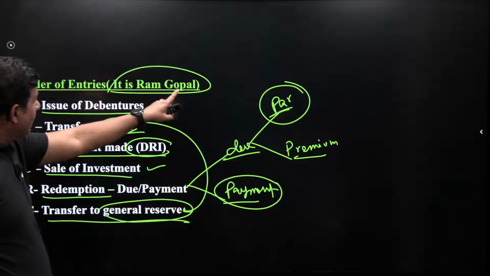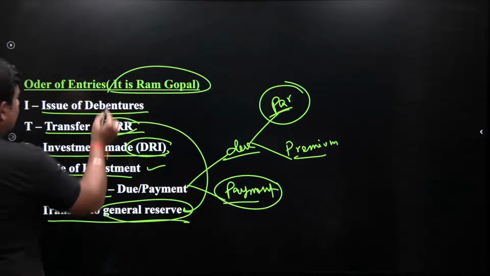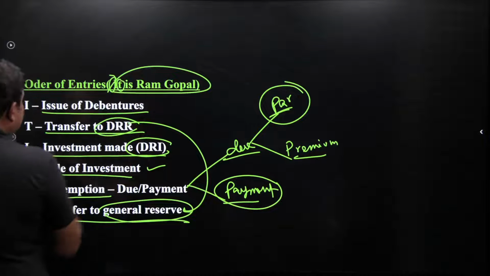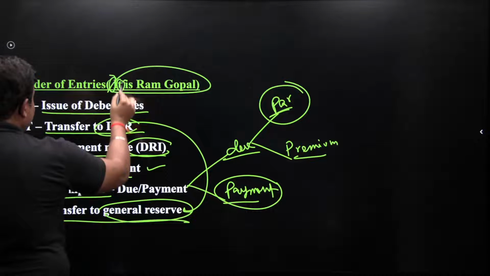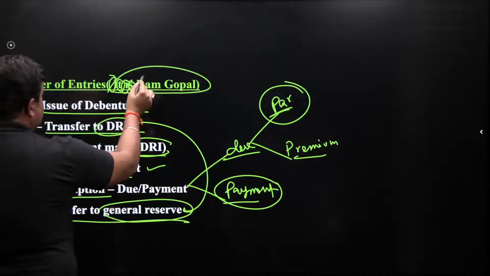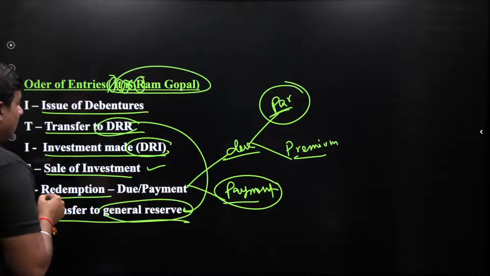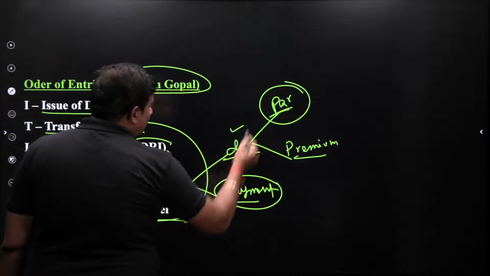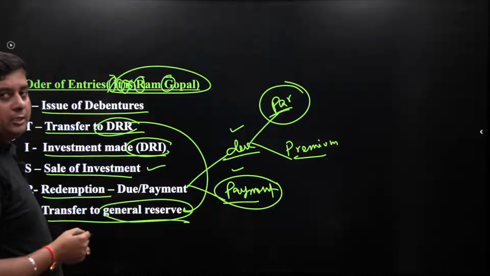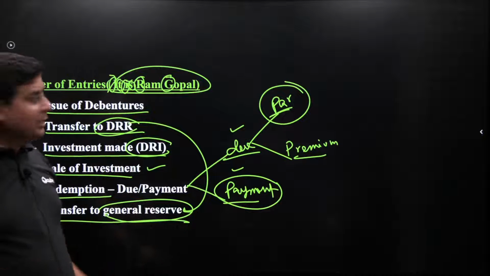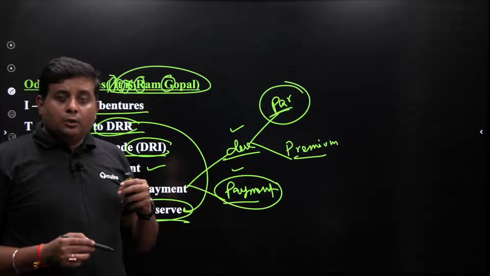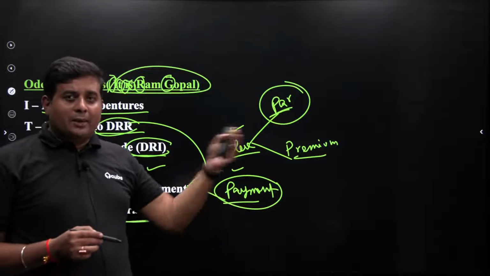It is Ram Gopal. Just take the first letter of each word. I stands for issue of debentures. T stands for transfer to DRR. I again stands for investment made. Next, S stands for sale of investment. R stands for redemption of debenture, where I say the due and payment entries, and G stands for transfer to general reserve. I hope you guys understand this. This is the short trick where you can easily avoid making any mistake while passing the journal entries.